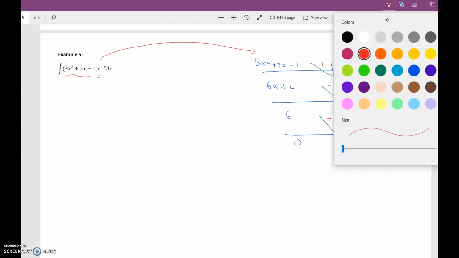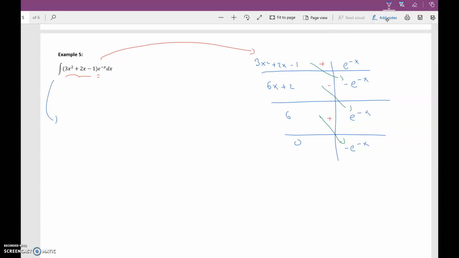So this particular integral is going to be equivalent to, because of the first integral, I'm just going to write it as a negative 3x squared plus 2x minus 1 e to the negative x, then minus a 6x plus 2 e to the negative x, minus a 6 e to the negative x plus c.